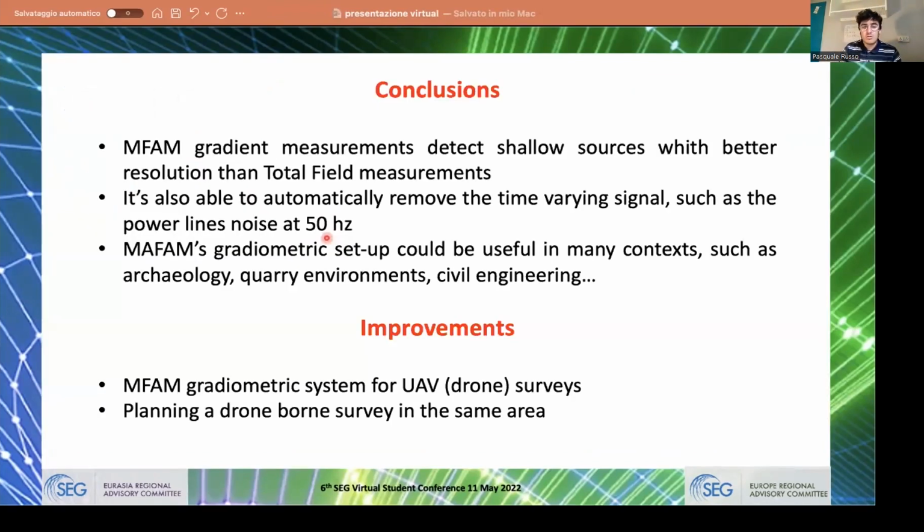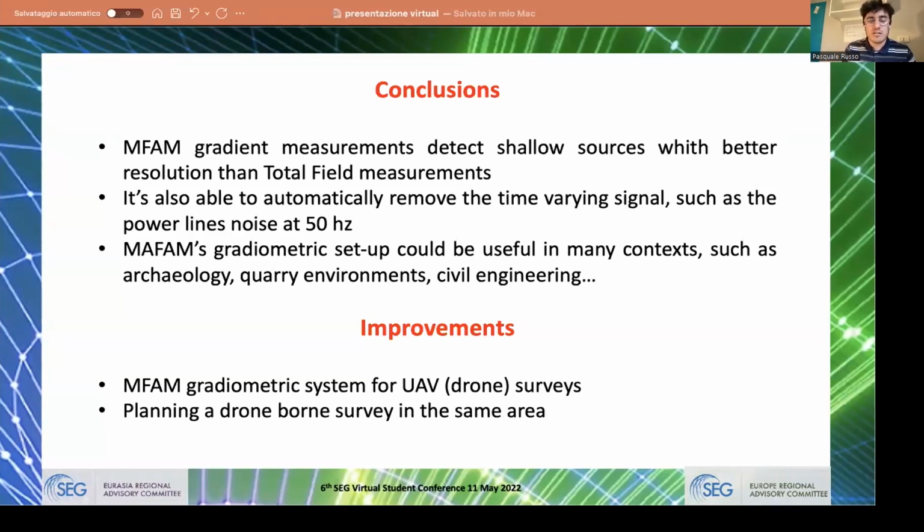So in conclusion, FAM gradient measurement detects shallow sources with better resolution than the total field measurement. It's also able to automatically remove time-varying signal, such as the power line noise at 50 Hertz. So the FAM gradiometric setup could be useful in many contexts, such as archaeology, quarry environment, civil engineering.